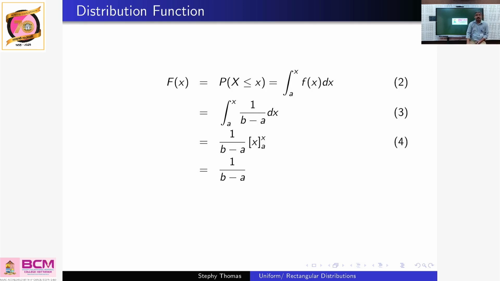When you integrate, it becomes x within the limits a to x, so that is equal to 1 by b minus a into x minus a. Or simply, F of x is equal to x minus a divided by b minus a whenever x lies between a and b, and 0 otherwise. It doesn't matter whether it is a less than or equal to x less than or equal to b, as mentioned earlier. Now we will see some of the special cases of this continuous or rectangular distribution.